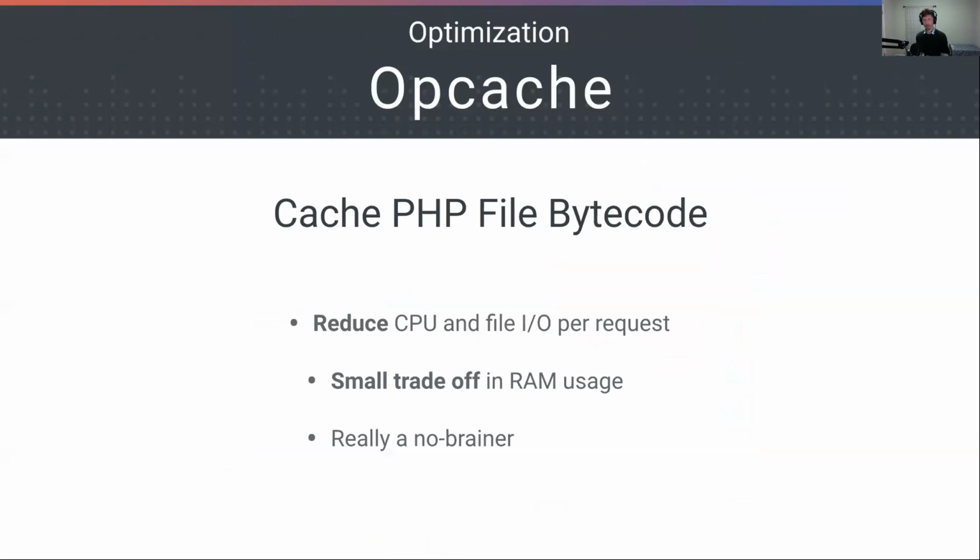So when we have a web request for PHP, PHP-FPM converts every PHP file it reads into bytecode. That bytecode is what OPcache is caching. So if we cache the bytecode, PHP no longer has to read each PHP file and run it through the interpreter and turn it into bytecode. So we reduce CPU and file I/O by doing that. And we have a small trade-off in RAM and CPU usage, but it's really small. The gains are greater than that trade-off. So it's a no-brainer. It's really easy to add.